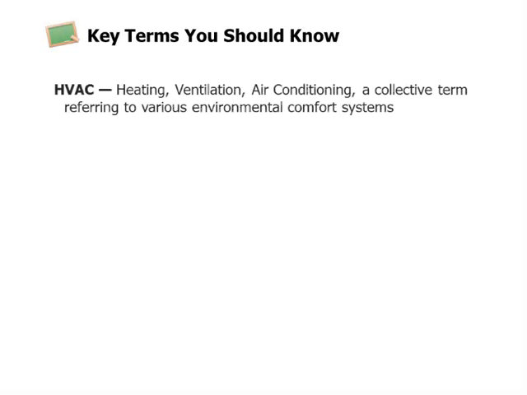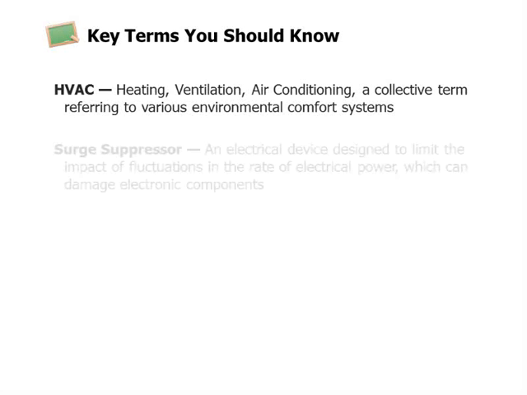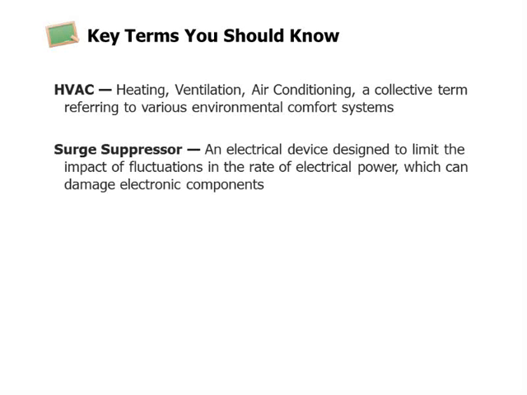So just in summary, let's look at a couple of different terms. First, remember HVAC stands for heating, ventilation, and air conditioning, and it's just a collective term referring to various environmental comfort and control systems. Remember, a surge suppressor is an electrical device designed to limit the impact of fluctuations in the rate of electrical power, which obviously can damage electrical components. That's what a surge suppressor prevents from happening.